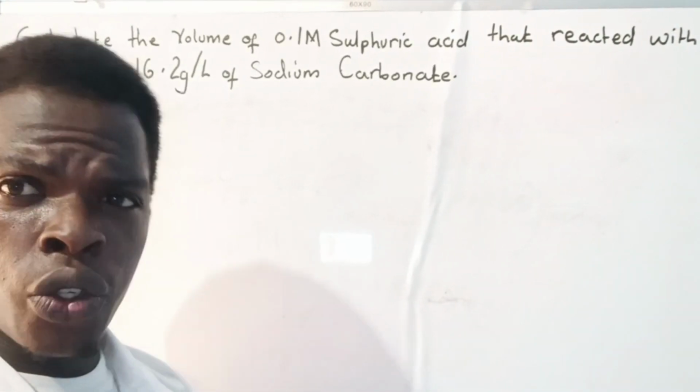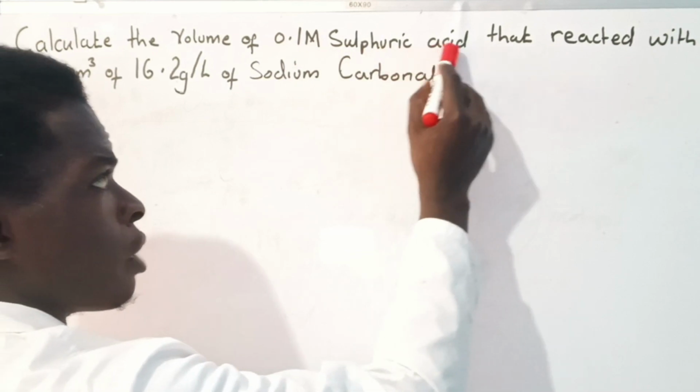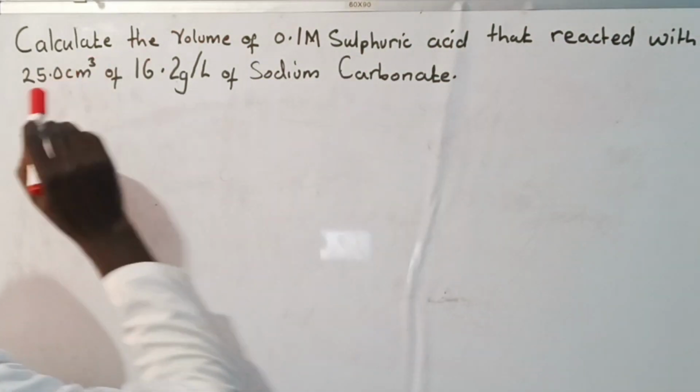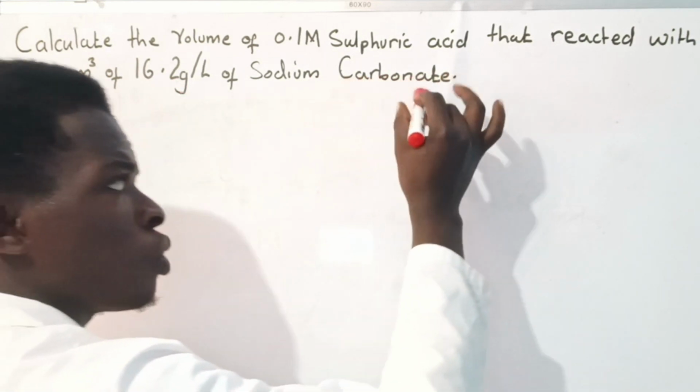Today's question: calculate the volume of 0.1 molar sulfuric acid that reacted with 25 cubic centimeters of 16.2 grams per liter of sodium carbonate.